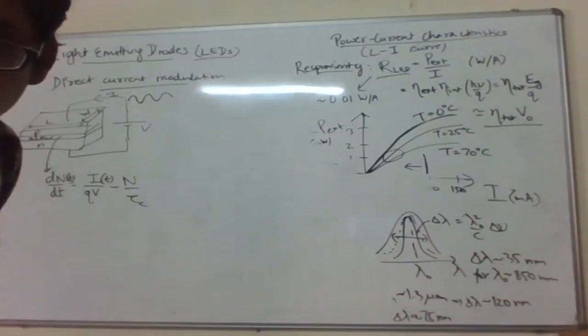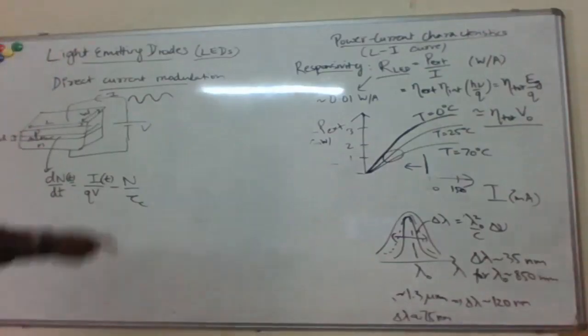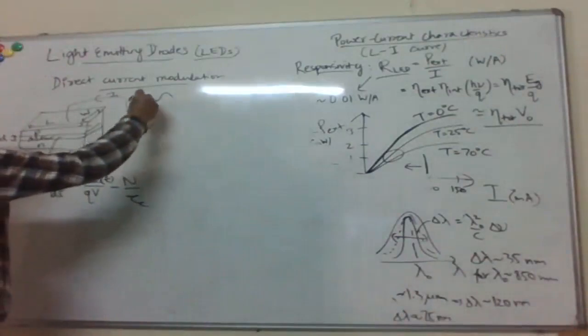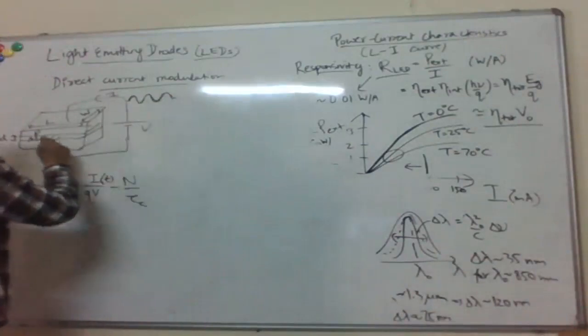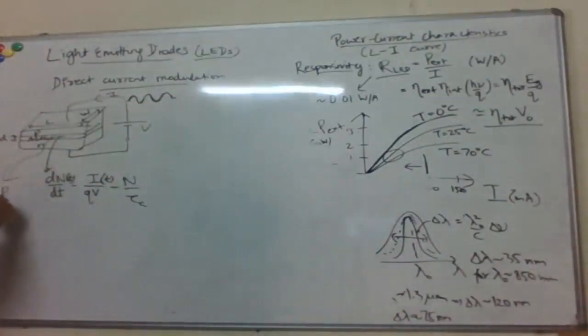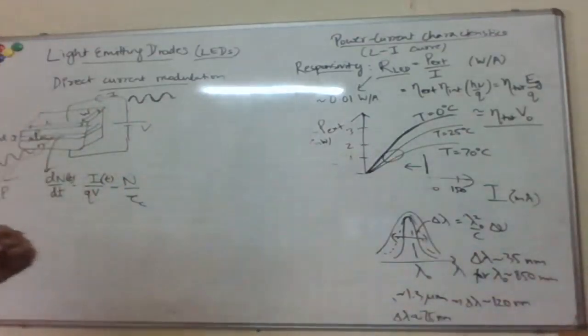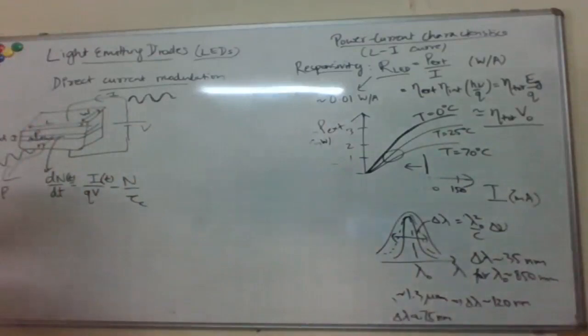Can you talk about the limitations of lifetime on the possible data rates? Yeah, so we'll see. Again, we want to find out how fast we can modulate this such that the optical power coming out also follows that same rate. And we'll see that that will be limited by the lifetime tau c. So we'll see how that limitation arises.